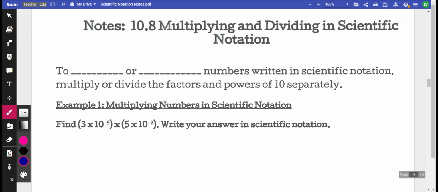Multiplying and dividing in scientific notation. To multiply or divide numbers written in scientific notation, multiply or divide the factors and powers of 10 separately. So that means you're going to multiply the factors first, or divide the factors first, and then the powers of 10, but again, separately. So example 1, multiplying numbers in scientific notation.